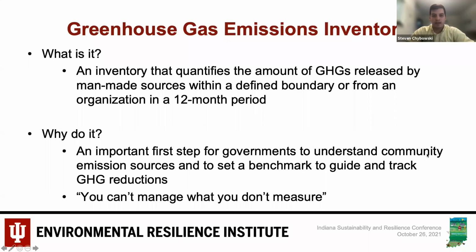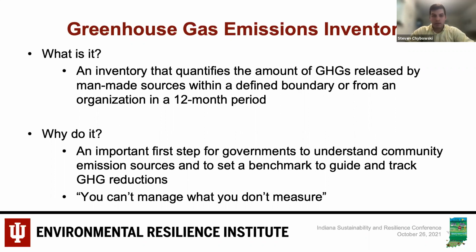So what is a greenhouse gas emissions inventory? A greenhouse gas emissions inventory is an inventory that quantifies the amount of GHGs released by man-made sources within a defined boundary or from a specific organization within a 12-month period.